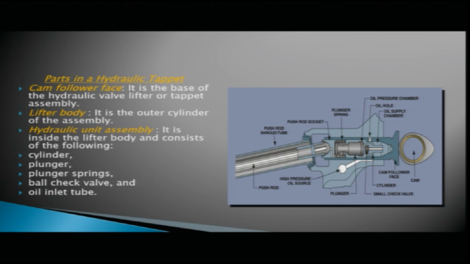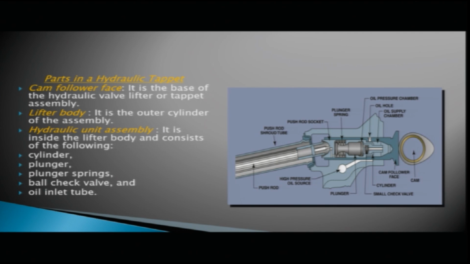Now what are the parts in the hydraulic tappet? These valve lifters are also hydraulic. These days hydraulic valve lifters are used. They are also called zero lash valve lifters. They maintain the valve clearance at zero. And what are the parts in a hydraulic tappet?